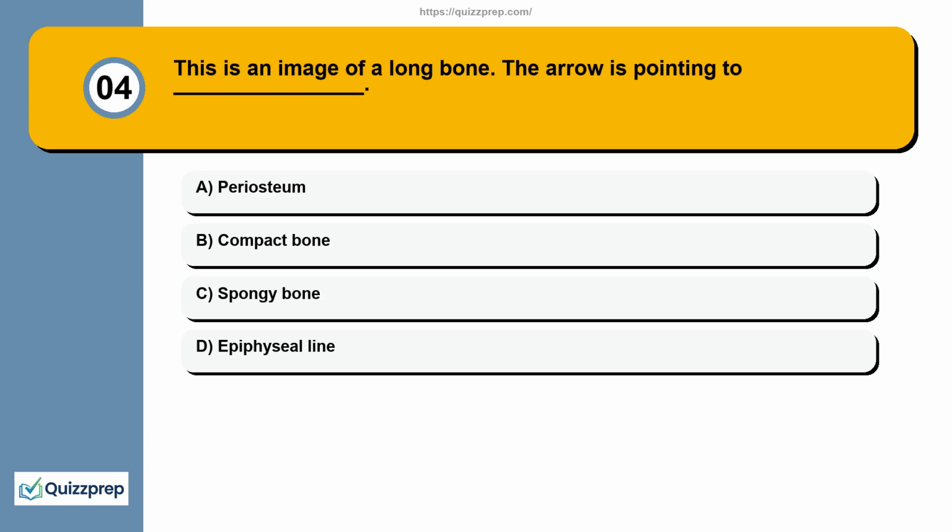Question 4. This is an image of a long bone. The arrow is pointing to blank. Periosteum, compact bone, spongy bone, epiphyseal line.